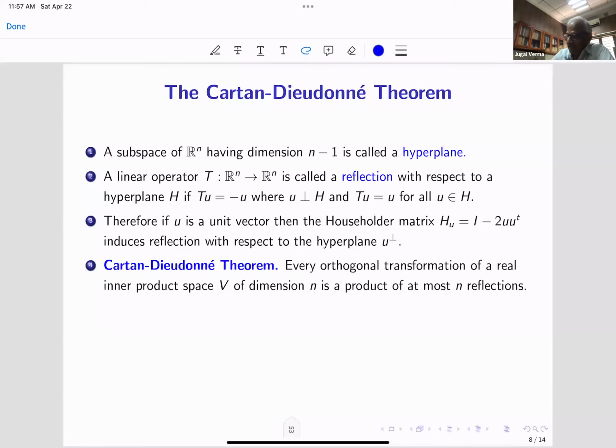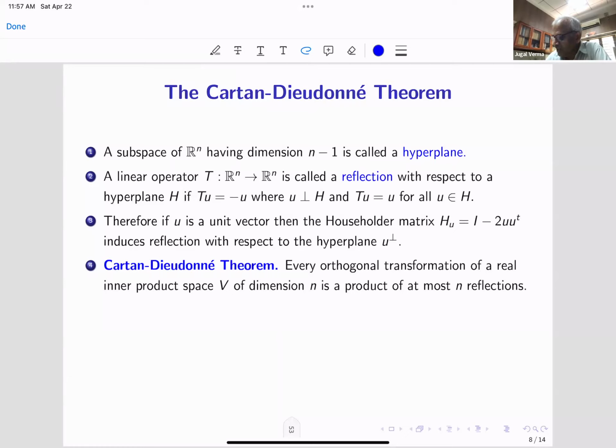And here is the statement of the Cartan-Dieudonné theorem: every orthogonal transformation of a real inner product space of dimension n is a product of at most n reflections. With a slight variation, one can state such a theorem for the complex field also.